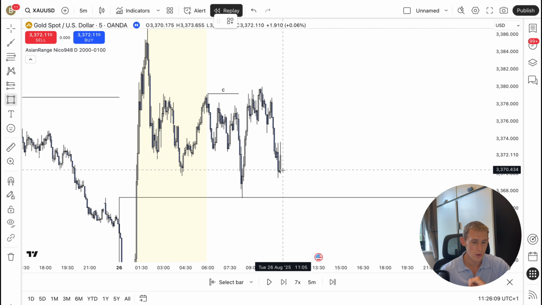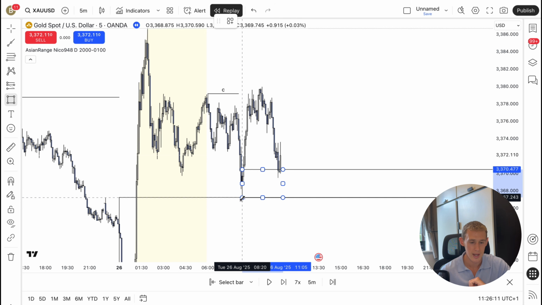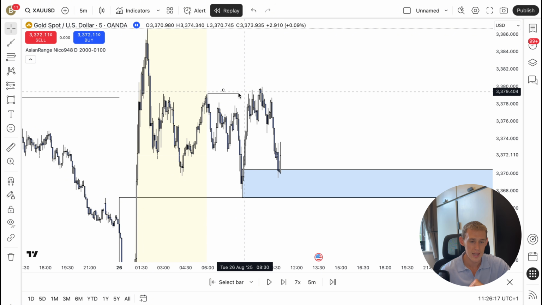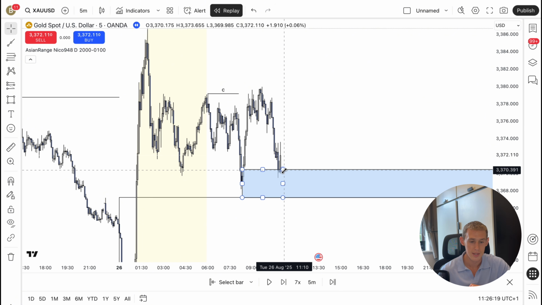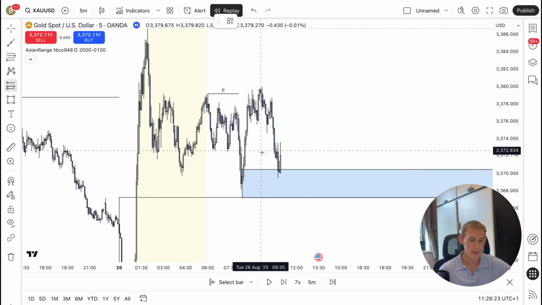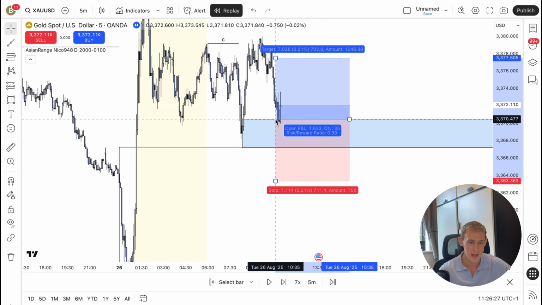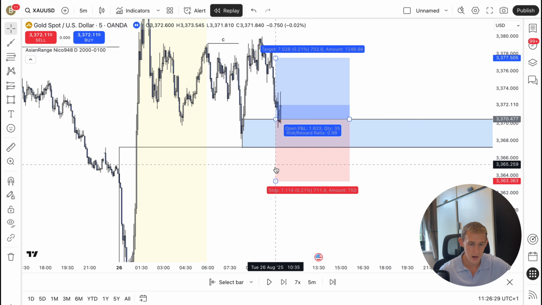In this case, we also have this area of imbalanced demand that price tapped into. Notice as well how it creates this inducement above it. People are trying to buy here on the breakout, but price comes down to collect their stop losses before moving over to the upside. So this would be the trade for me. Entering on this area of demand via a limit order. So the entry would have been here on this candle.